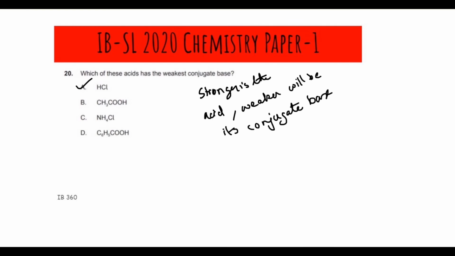So with this, we finish the solutions of questions 11 to 20 of IB SL 2020 Chemistry Paper 1. And in the next video, we would be discussing the last 10 questions of this paper.